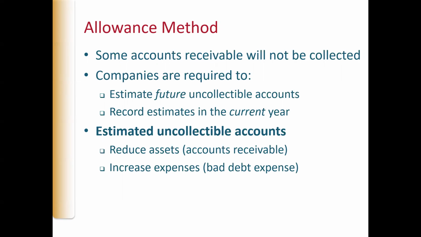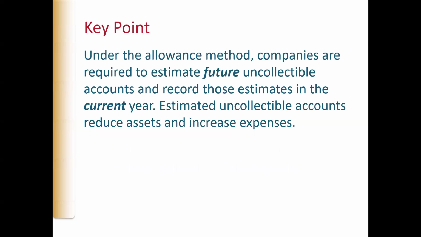Some of these accounts receivable aren't going to be collected. Let's just face it, not everyone's going to pay. Companies are required to estimate the future uncollectible accounts, and we record that estimate in the current year. That estimated uncollectible account reduces our asset, which is accounts receivable, and also will increase our expense, which we call a bad debt expense.